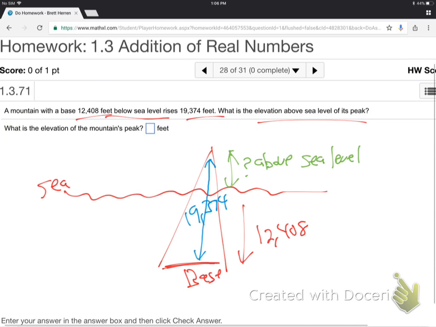6,966. You subtract them, huh? So everybody see that? Once you've got a picture, it's pretty obvious, huh? See what they're saying? The base is below sea level, 12,000 below sea level. The peak goes up 19,000. How far above sea level does it go? Subtract them. It's a big bunch of fancy words for take 19,374 and subtract 12,000. What is it again? 6,000? 966. That's what I thought.